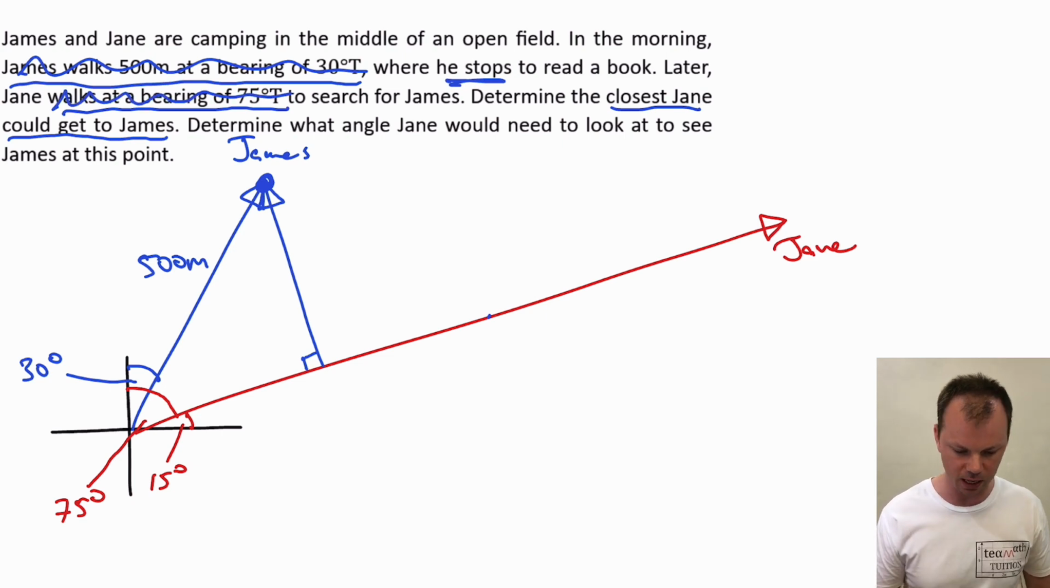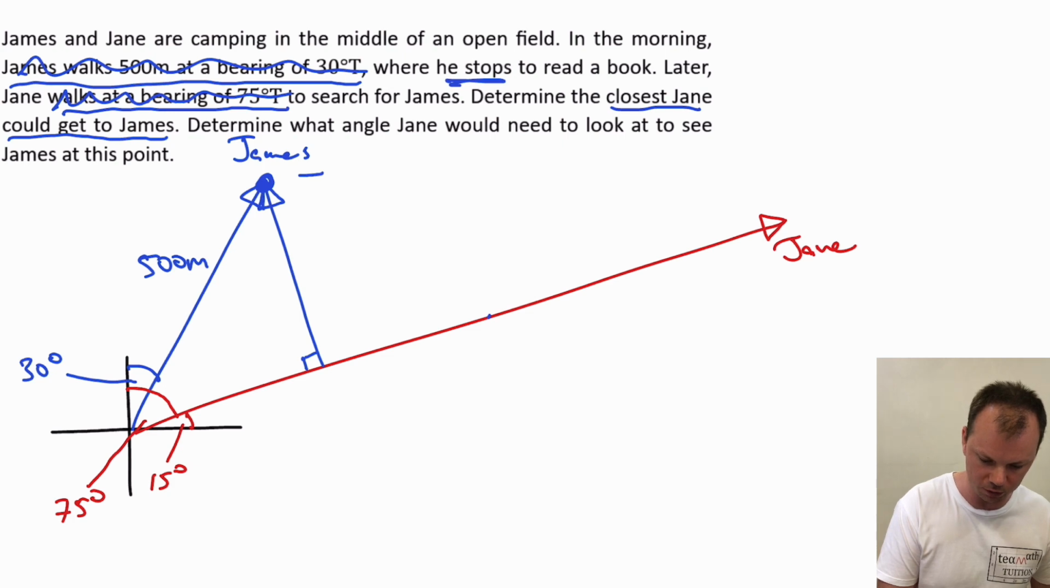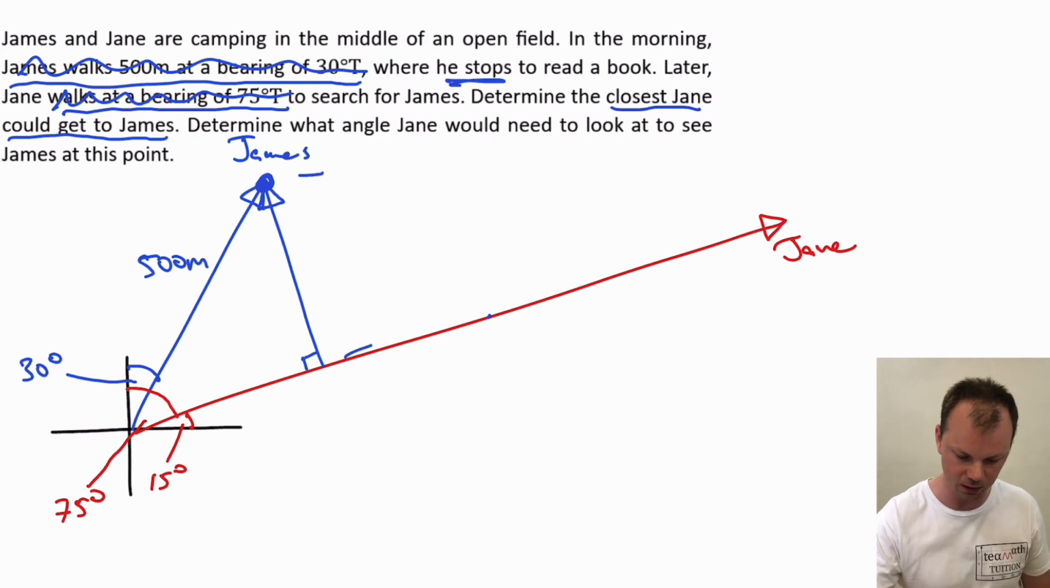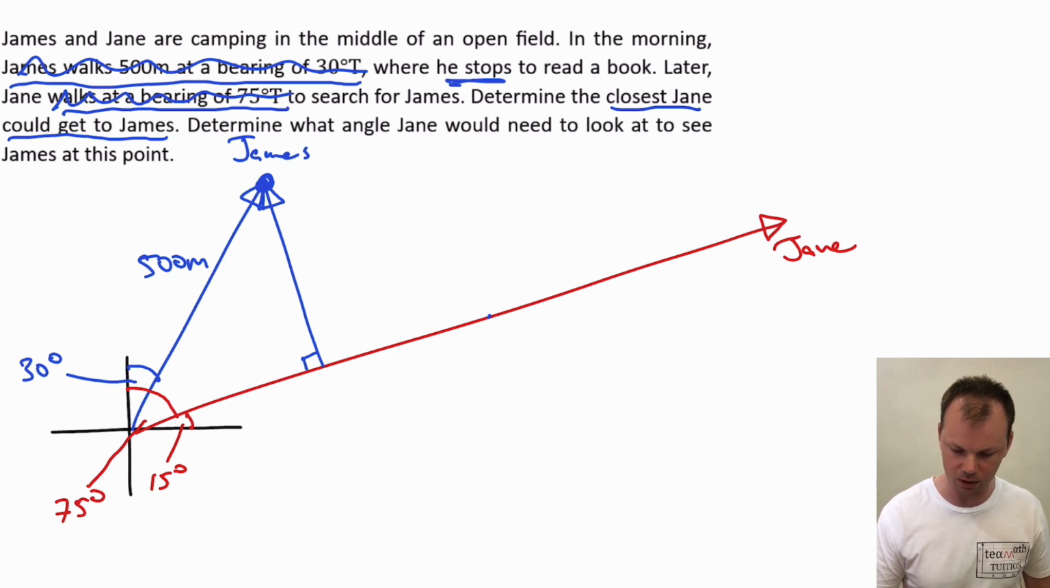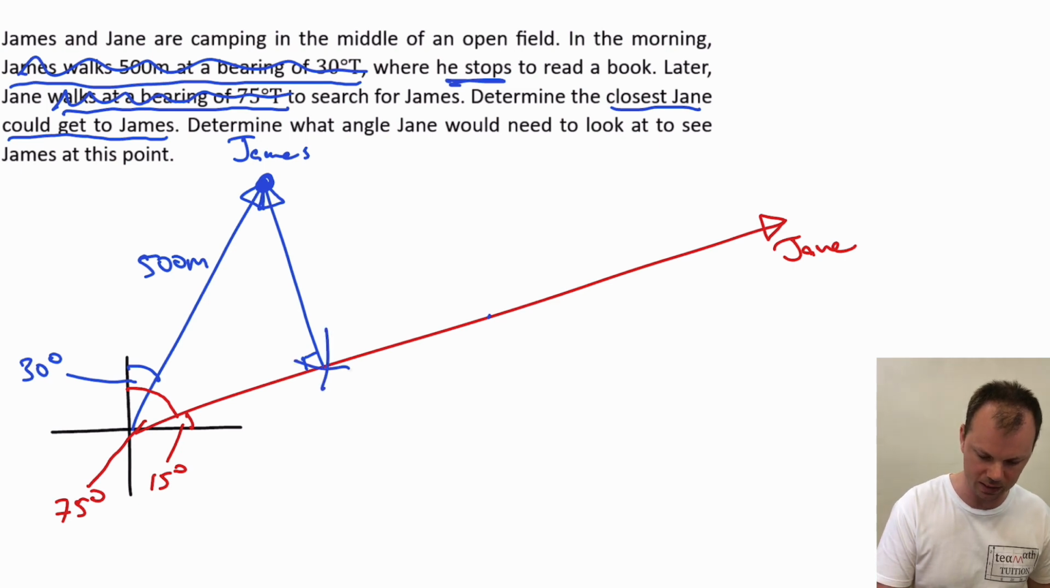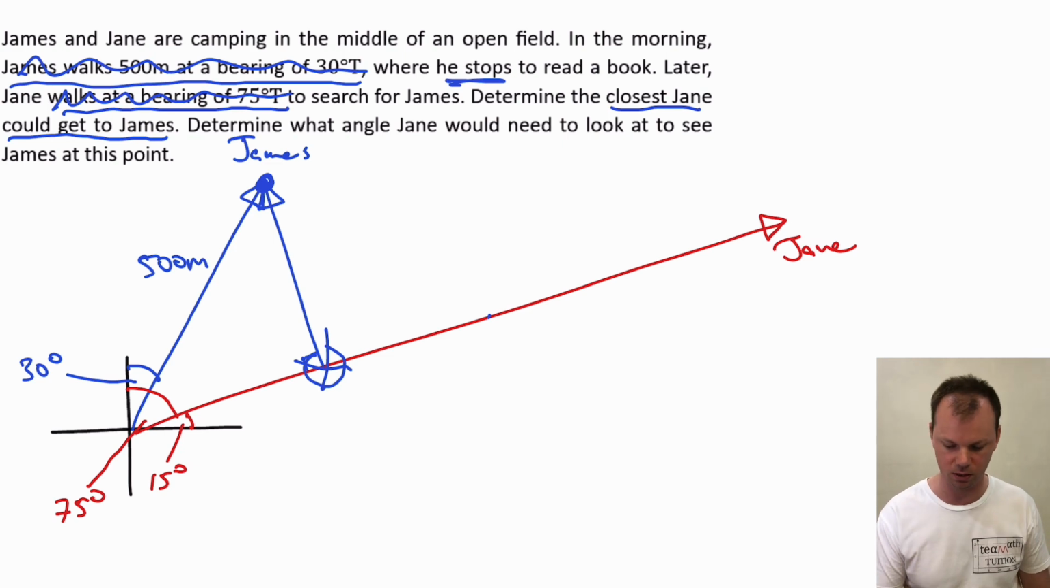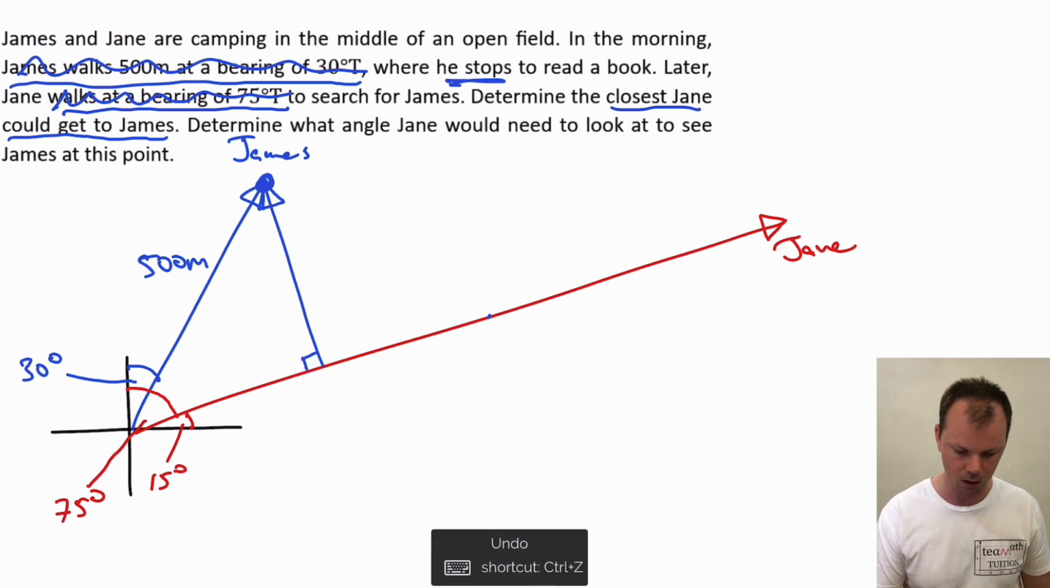So we've done the second part of the question. Determine the closest Jane could get to James. So we're looking for the distance of that vector, or the magnitude of that vector. Determine what angle Jane would need to look at to see James at this point. So if we draw in some axes, we're also looking for this angle here, the true bearing that she would need to look at.